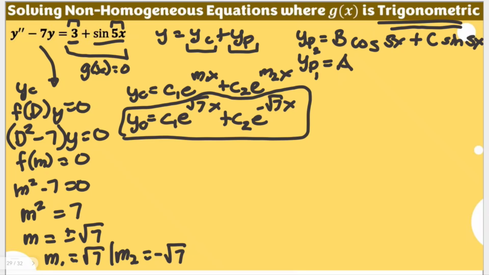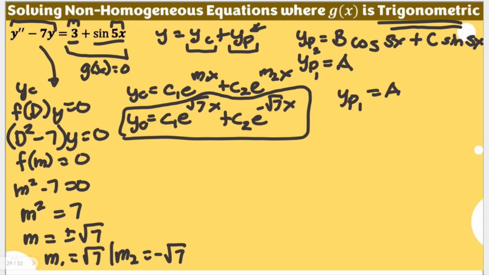Now, let's look into y sub p. As mentioned, there are two forms of y sub p here because our g of x has two forms. We have the constant and we have the trigonometric function. If this were just a multiplication, we would simply use one form alone. But since that's addition, we're going to separate them. How do we do this? We of course follow the same process. So let's look into y sub p sub 1 first, which is a. We will compare it later to this, so we can actually look into this form here.